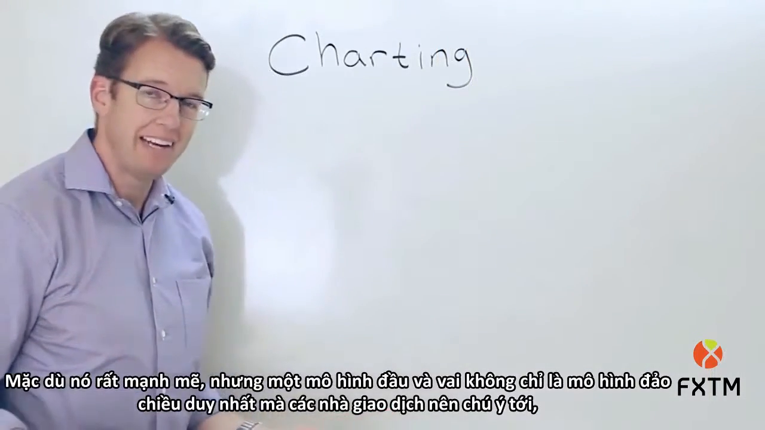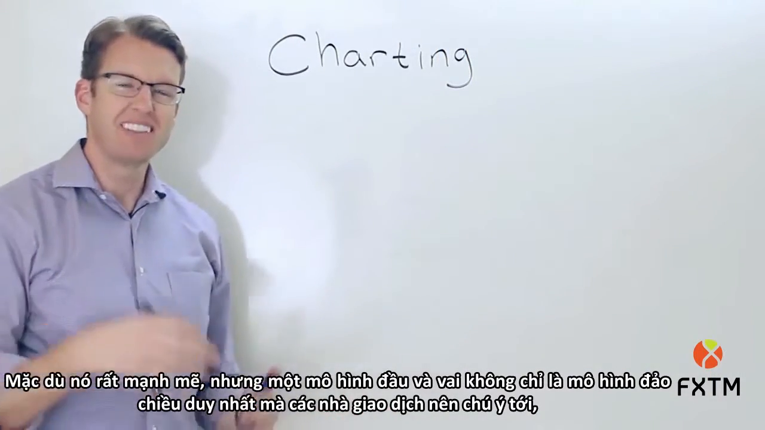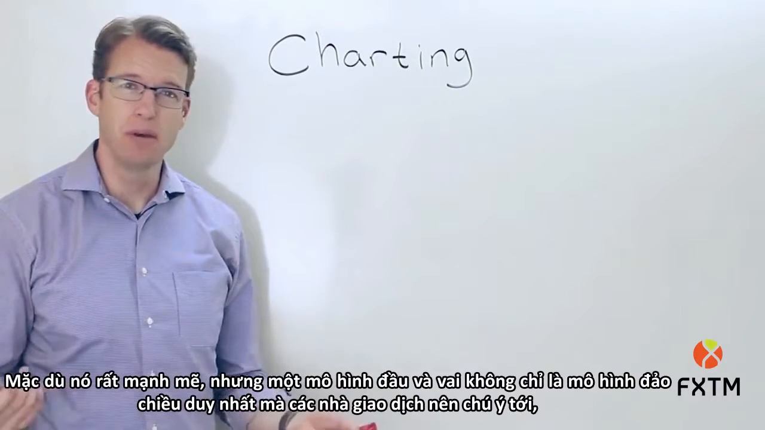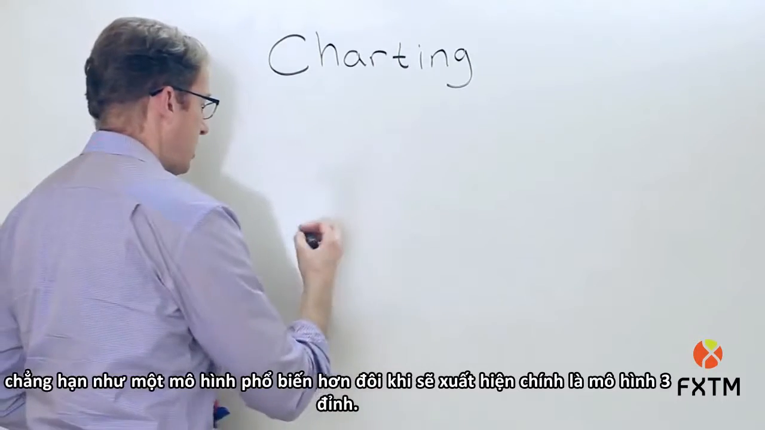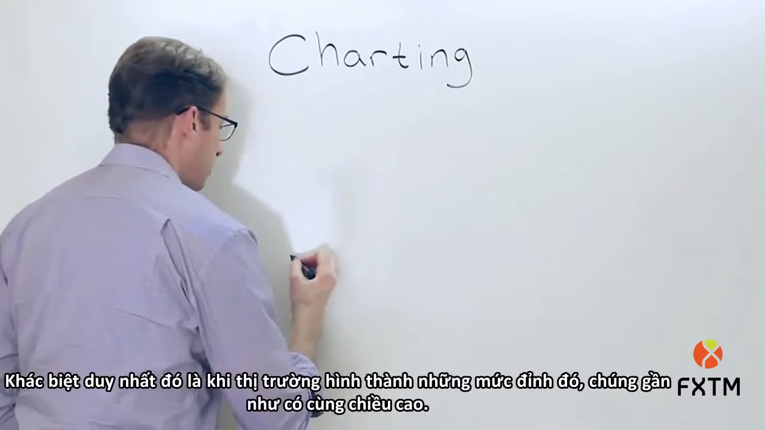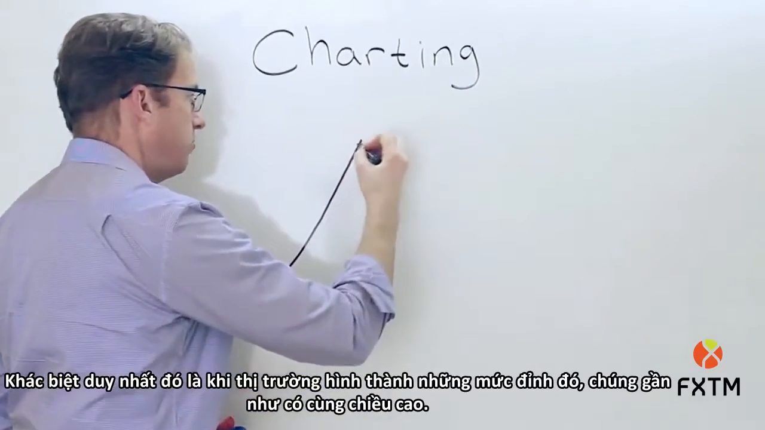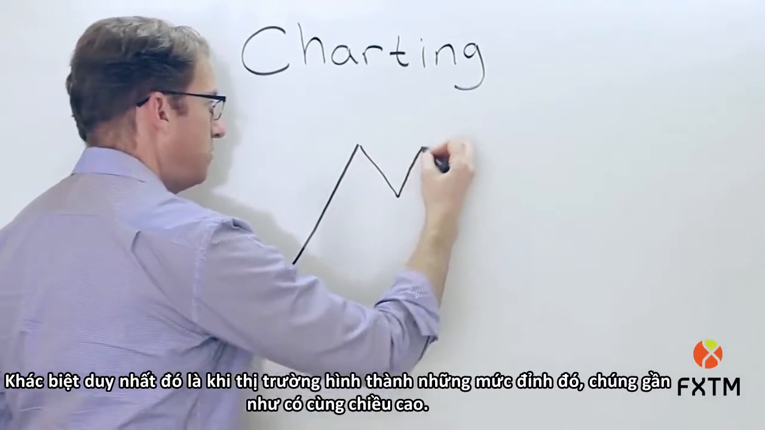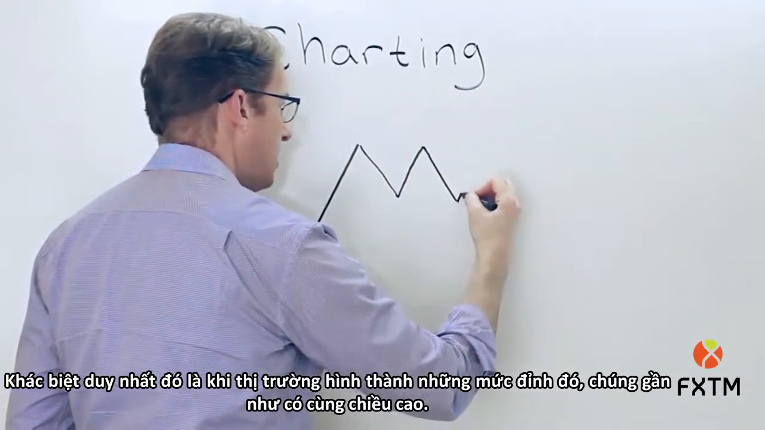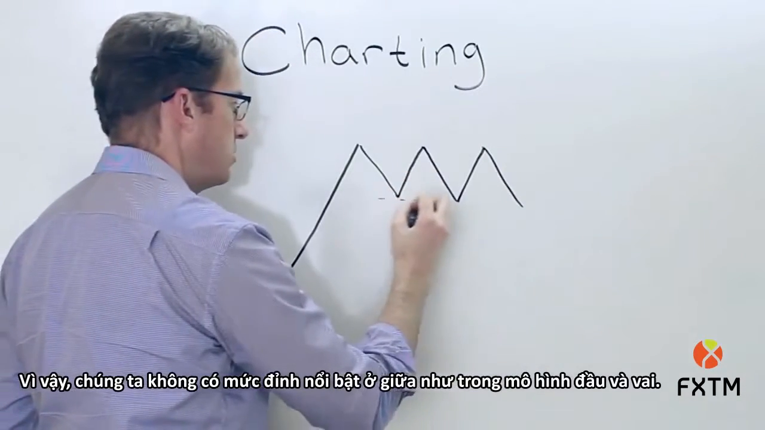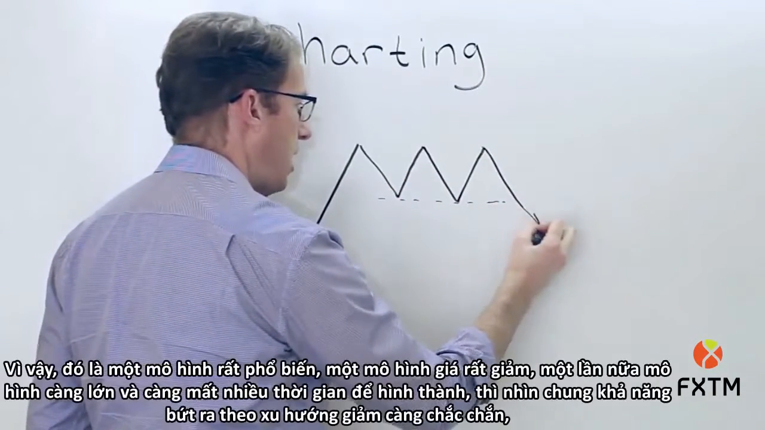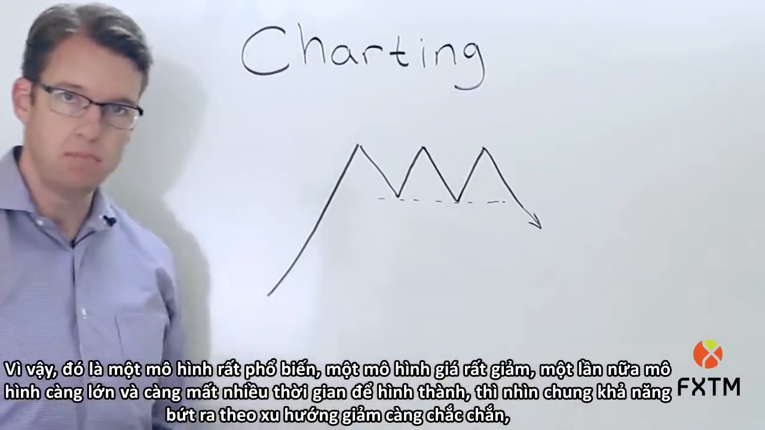Although it's very dramatic, a head and shoulders pattern is not the only reversal pattern that traders should be paying attention to. So for example, a more common one that will appear from time to time is just a triple top. The only difference being that as the market forms those highs, they are roughly at the same height. So we don't have that prominent peak in the middle as we do in a head and shoulders pattern. So that's a very common one, a very bearish price pattern.